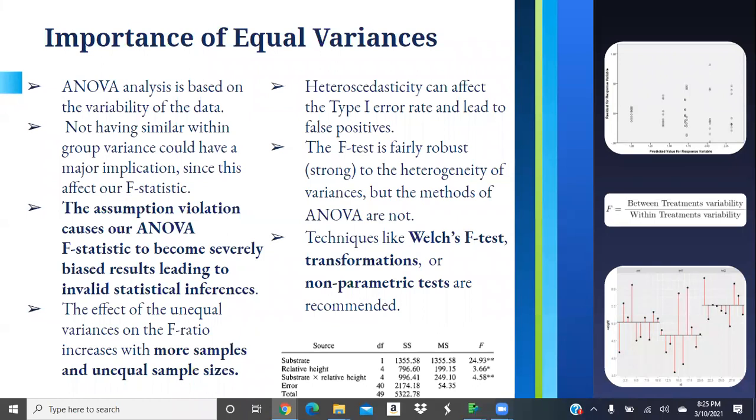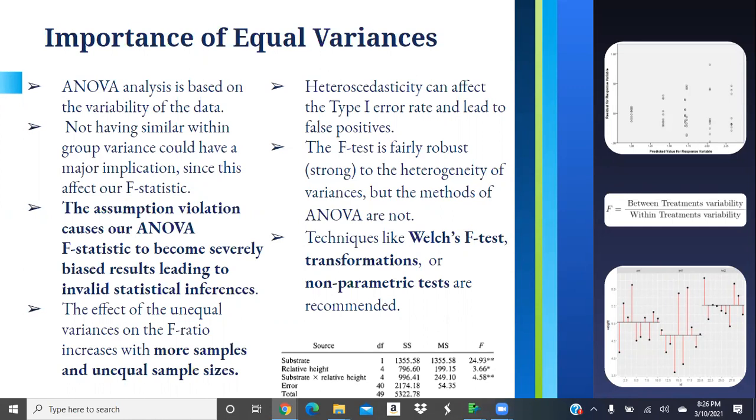Since the ANOVA analysis is based on the variability of the data, issues such as potentially not having similar within group variance could have major implications on our test conclusions, since this affects our F statistic, which is what we get our p-value from. The violation of this assumption causes our ANOVA F statistic to become severely biased and can potentially lead to invalid statistical inferences.